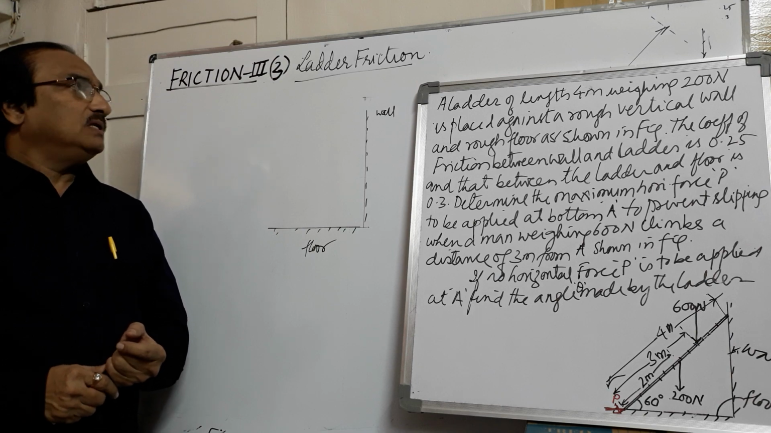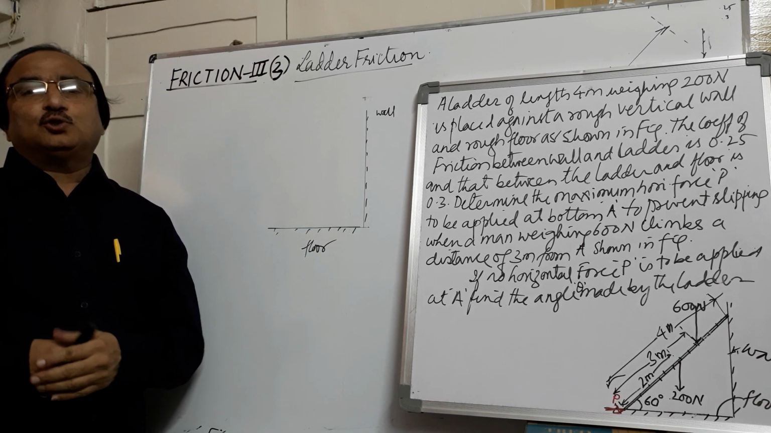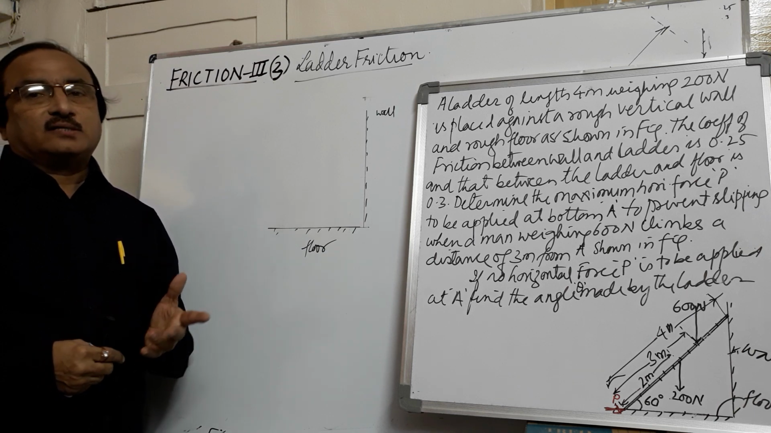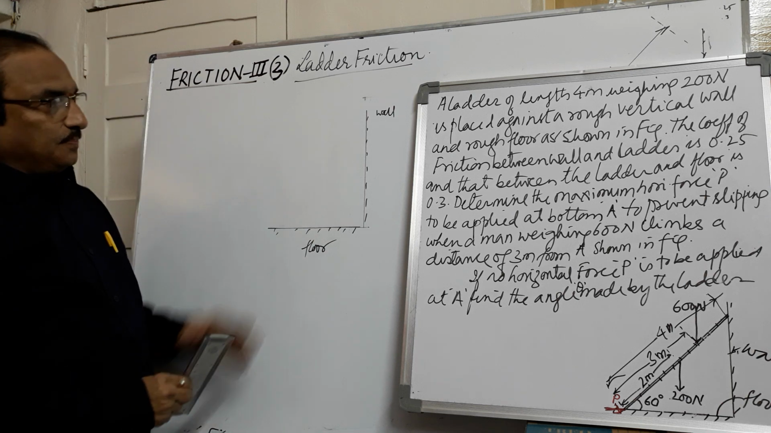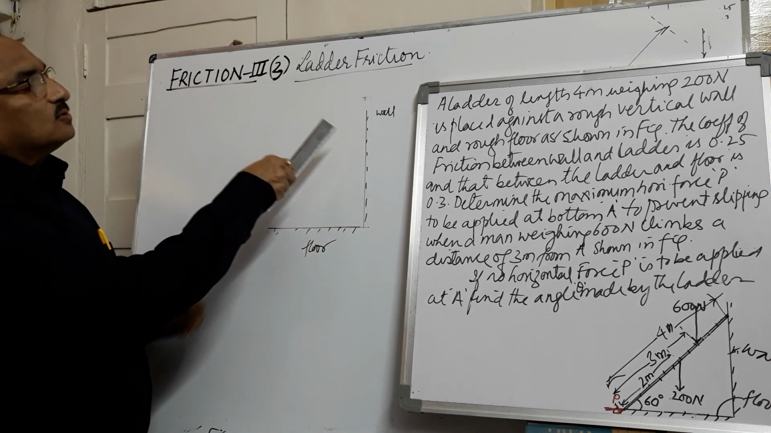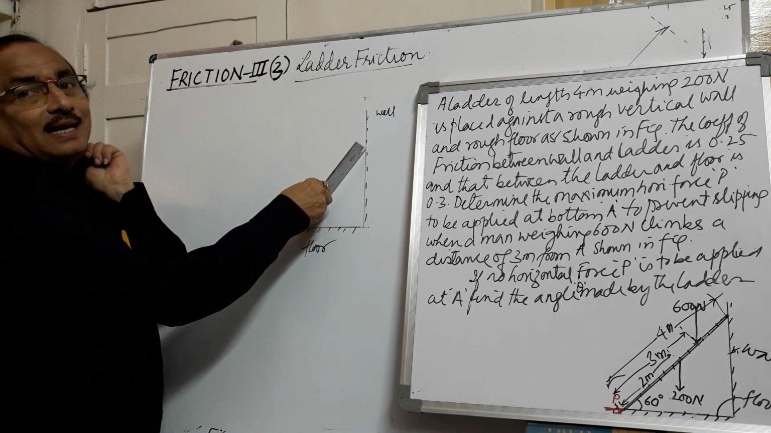Today in this video we will see ladder friction. We know a ladder is a device which is used for climbing up and down, on stairs or in the house also. Now here, suppose this is a wall and this is the floor. So this is a ladder we place inclined like this so that I can climb up the ladder.